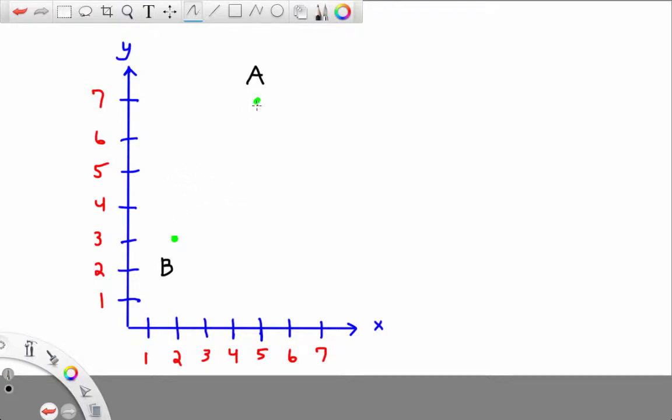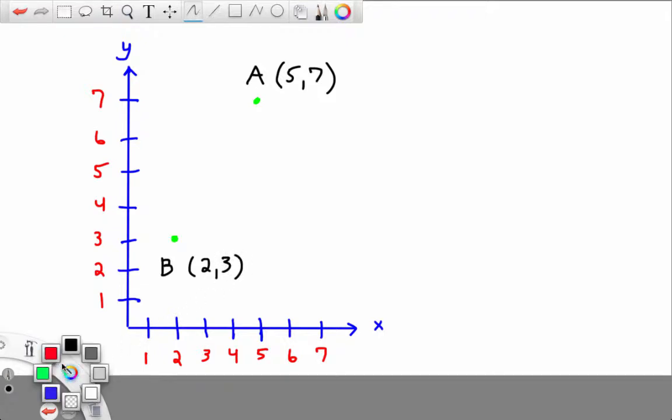I drew in point A at 5, 7, and point B is at 2, 3. And let's connect those points with a line. And we'll label the distance D. And D is what we're ultimately trying to find. So how could we find D?